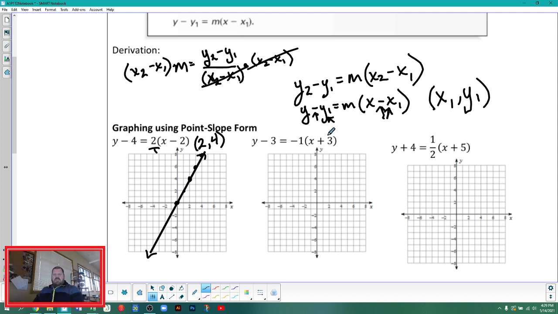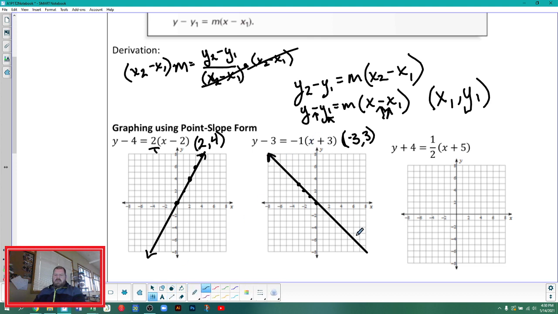On the next one, I'm looking at my x value first. That says positive 3. So I need the opposite of that, and we actually get negative 3. And the opposite of negative 3 is positive 3. So this goes through the point negative 3, positive 3, which is right here. And it has a slope of negative 1, which means go down 1 and right 1. Down 1, right 1, down 1, right 1. So it goes through there. And that line's going to be right here.